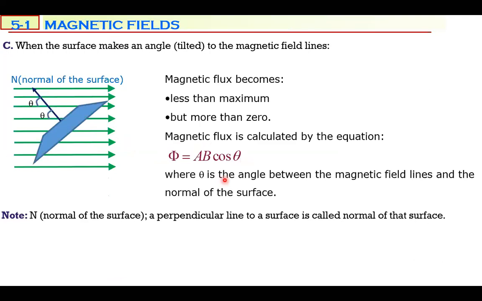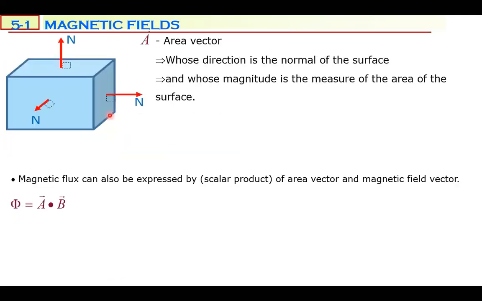This theta is the angle between the magnetic field lines, which are the green lines, and the normal of the surface. So we are going to draw a normal to the surface. The normal line is the perpendicular line to the surface. And we are going to get the angle between this normal and the magnetic field lines. And area is a vector quantity. Maybe it's the first time you heard about this in physics. It's a vector quantity because area has a direction. The normal line is representing the direction of this area.